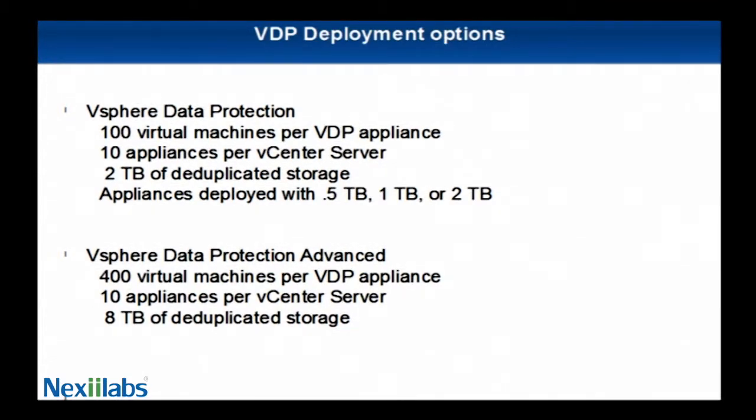VDP supports up to 2 terabytes of deduplicated backup data capacity. Assuming average virtual machine sizes, average data change rates, and a 30-day retention policy, approximately 50 virtual machines can be protected with a 2 terabyte appliance. VDP Advanced scales to 8 terabytes of deduplicated backup data capacity. It can protect up to 200 virtual machines on average.